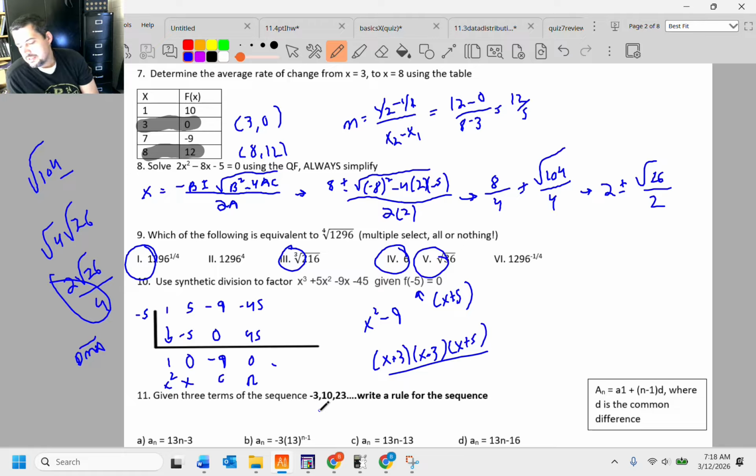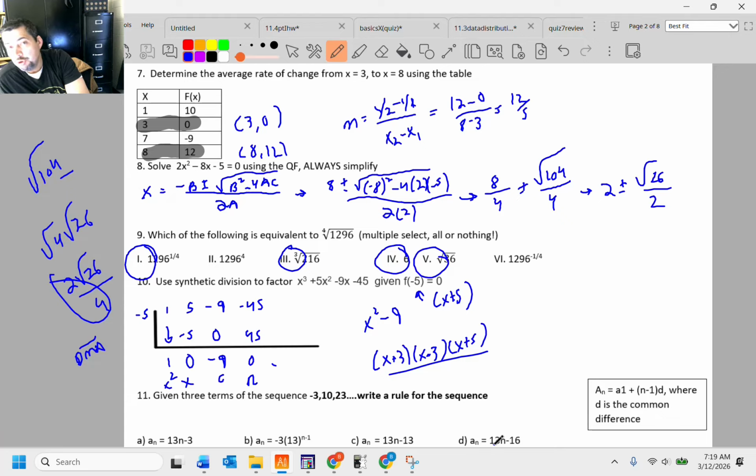Given 3 terms of the sequence, negative 3, 10, 23, write a rule for the sequence. Now, you know, I don't know why this is so hard. If I plug a 1 in, I'm supposed to get back a -3. It's that one. 13 times 1 is 13. Take away 16 is -3. Now, I'll just take off a point if that's all you can do. But I don't know why you miss these things.